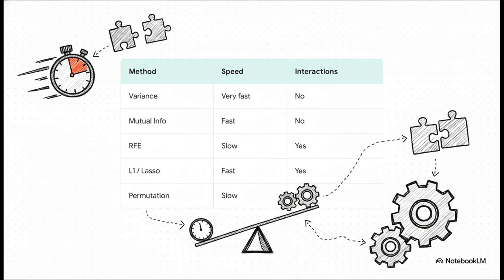The filters, like variance threshold and mutual information, they're incredibly fast but totally blind to feature interactions. On the other end of the spectrum, permutation importance and RFE capture those intricate interactions beautifully, but man, they are incredibly slow to process. And then your embedded methods, like L1 and tree importance, they sit right there in the middle, offering a really solid balance of speed and integration.